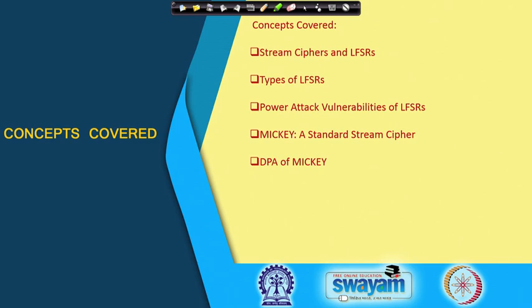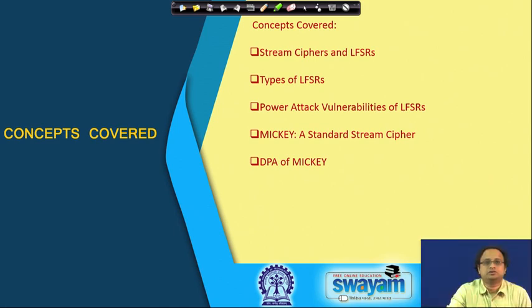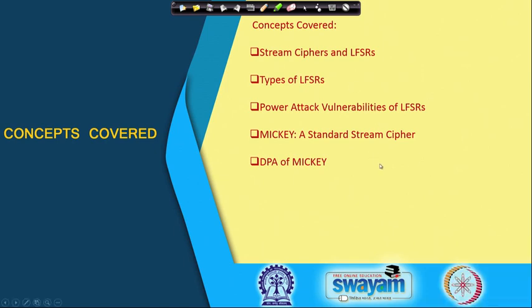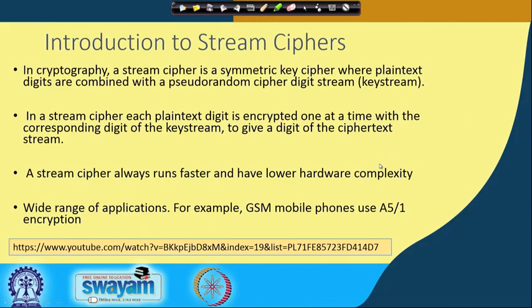We shall discuss the types of LFSRs, which are broadly two, and then discuss the power attack vulnerabilities of LFSRs. We shall then be talking about Mickey, which is a standard stream cipher, and shall be discussing the DPA attack on Mickey, or a power attack being performed on the stream cipher called Mickey.